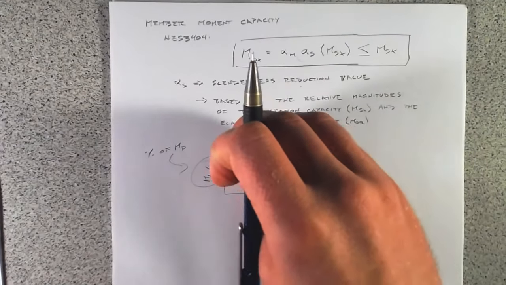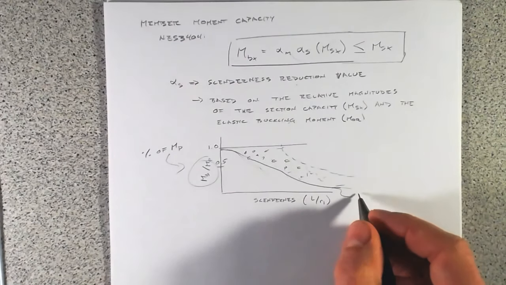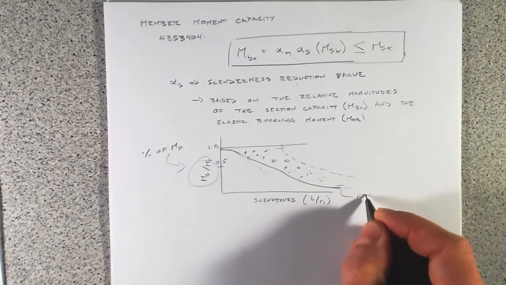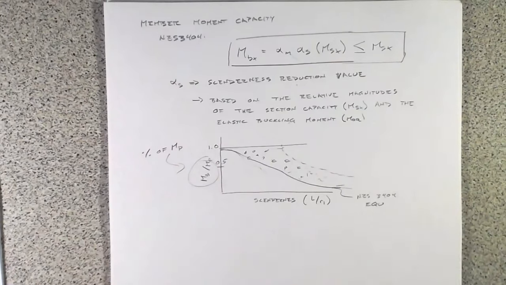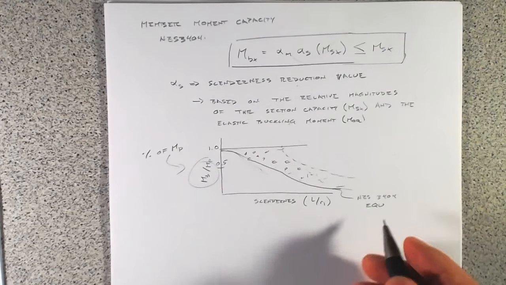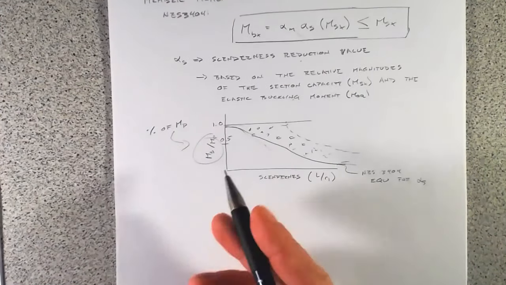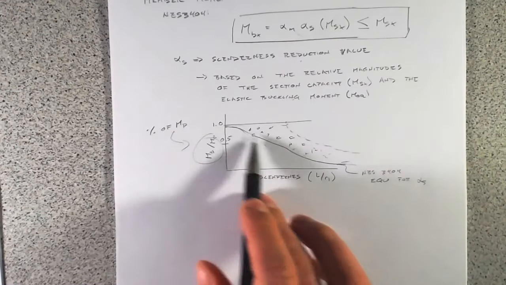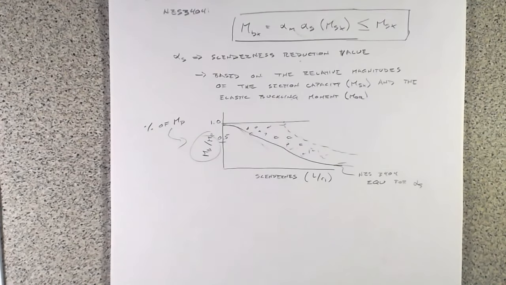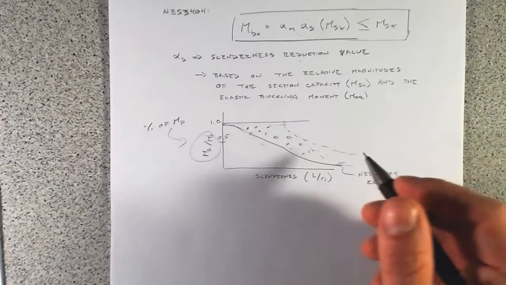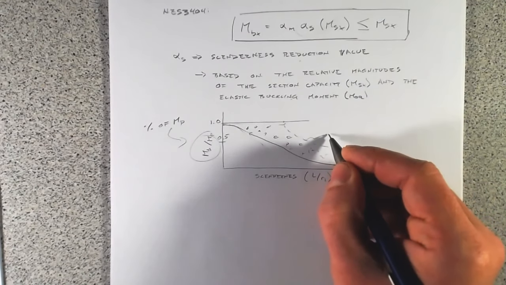And this bottom line really comes from the NZS 3404 equation for alpha_s. Now, this alpha_s is really just our way to get a relationship which we know is going to be conservative. We know it's not going to create beams which are failing.